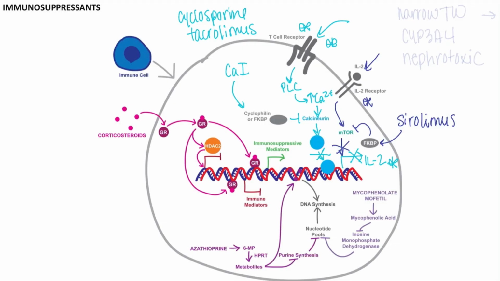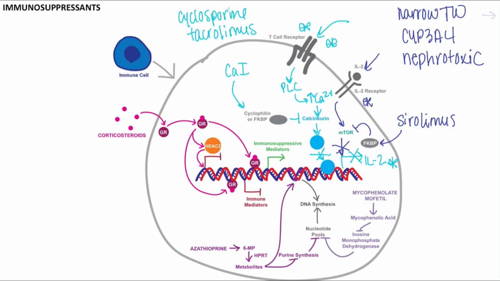So all three of these agents have a narrow therapeutic window, and they are metabolized by CYP3A4, and they can all be nephrotoxic. And they all come with the usual risks of prolonged immunosuppression, like this risk of cancer and infection. So monitoring for these agents is going to be really key.